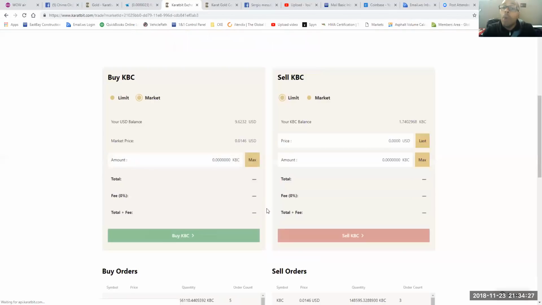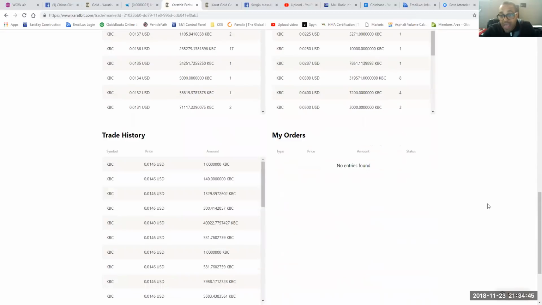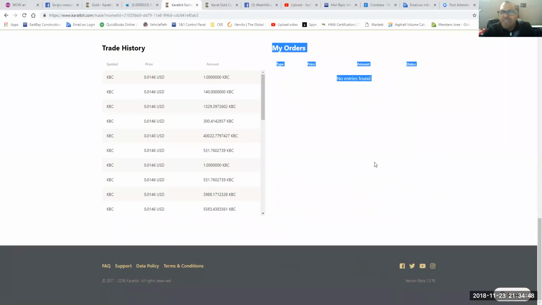Instantly it goes into a bid. The bid is here. Who's trying to sell it? See, these three people are trying to sell this many KBC coins for this price. I just wanted to buy one coin for this price. So three people are selling this many. My order went straight through, most likely. Sometimes it'll show up here and sometimes it won't. Here you go, right here. So it's in the bid, it's in the trade history. There you go. It's just traded.